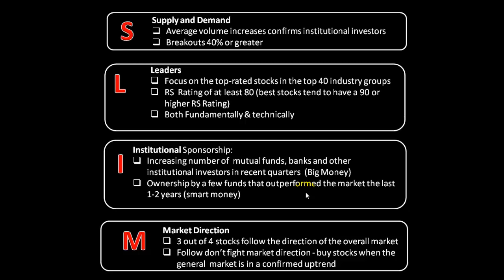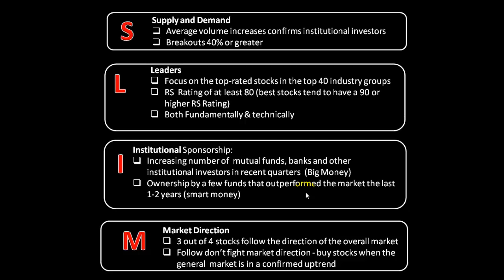Another way to find out if a stock is a leader or a laggard is you look at its relative strength line. You want something that's got at least 80 or better. It tells you that it's outperforming 80% of all the other stocks in that stock universe. And you basically want stocks that are fundamentally and technically superior to the other stocks in the universe.